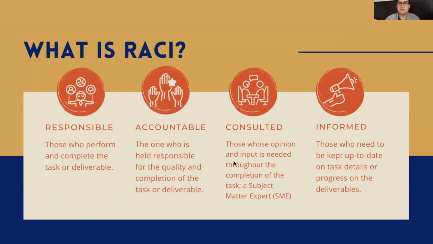So, responsible stakeholders are those who perform and complete the task or deliverable. They're the ones who do the work. Accountable stakeholders on the RACI matrix are those who are, well, held accountable, right? So they're held responsible for the quality of the project, the timeliness of the project, or phases of the project.